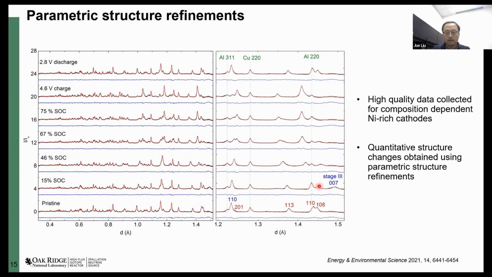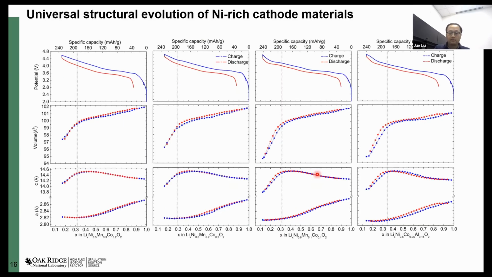Yes, this is really a unique advantage of carrying out this type of study at a time-of-flight instrument, because it allows you to get high quality diffraction data all the way to very small d-spacings. This is important when you do structure refinements, for example, detailed occupancy refinements and detailed atomic displacement refinements. So this showcases some parametric refinement results. And we can get not only the lattice parameter information when we do the structure refinements.